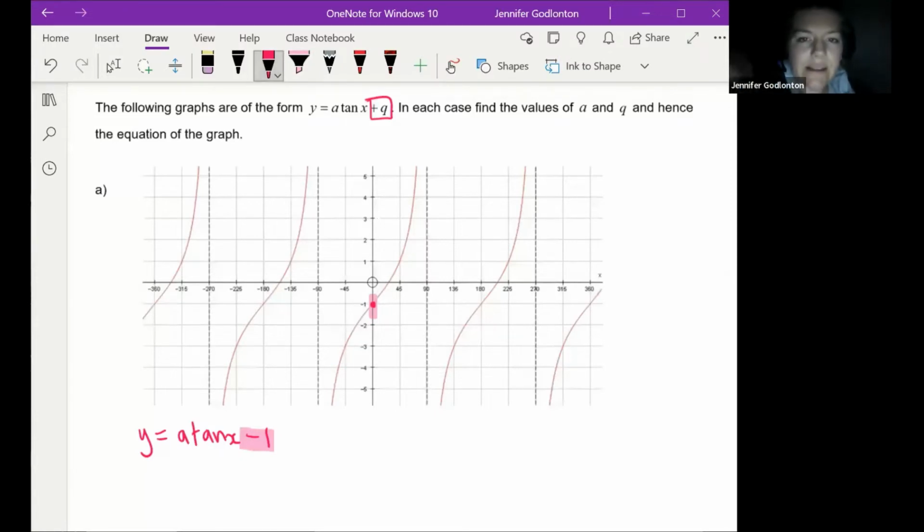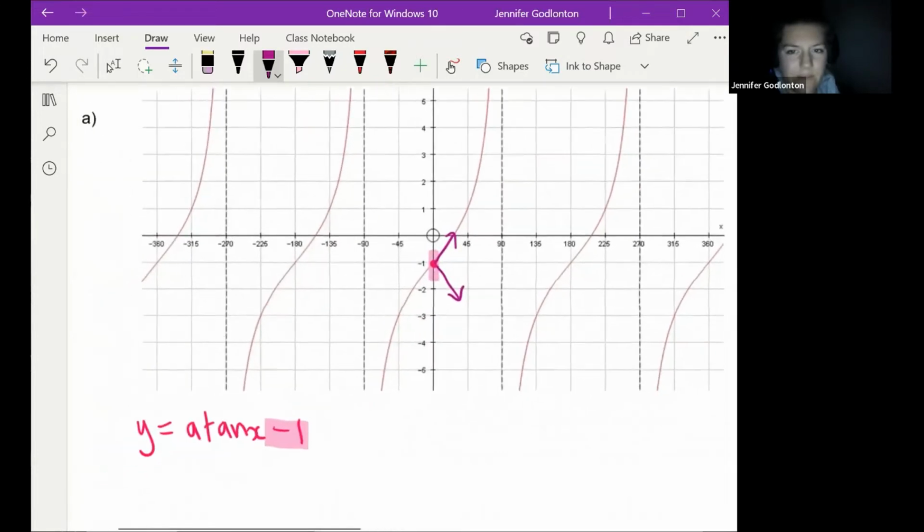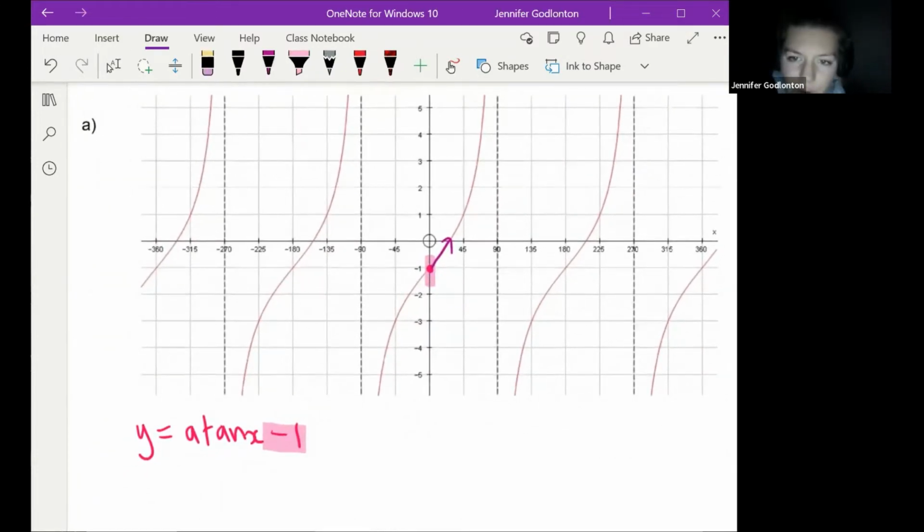Second thing we're going to look at is my graph from this point, is it going up or is it going down? It's going up. Good. So because it's going up, that's telling me that this A value is going to be positive.